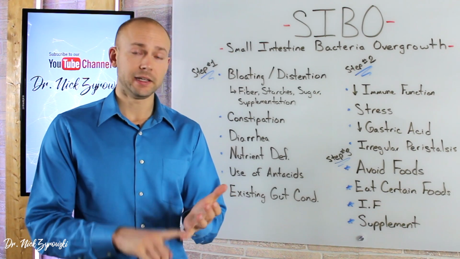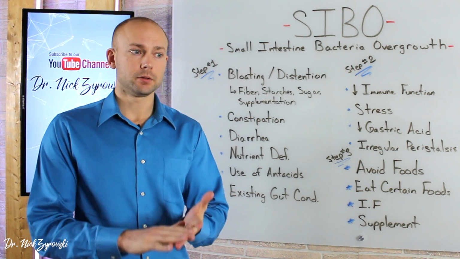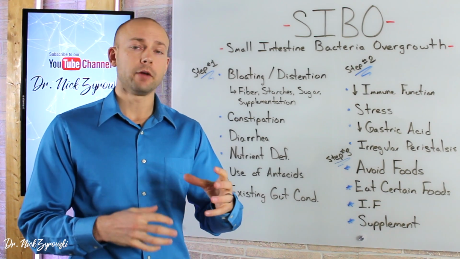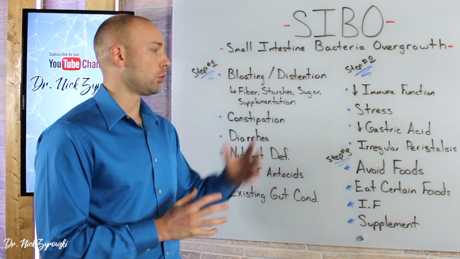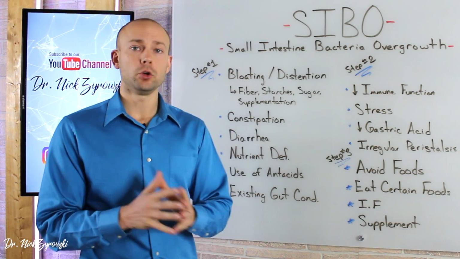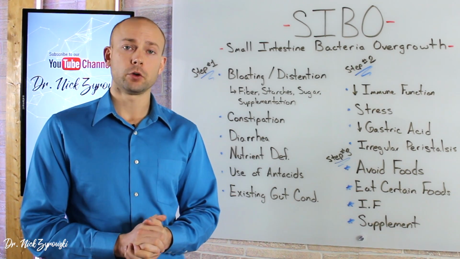If you're someone who has leaky gut, if you have celiacs, if you have Crohn's, any of these different gut conditions can really be a way of opening the door for this bacterial overgrowth issue. And so when we look at these different symptoms here, these are good signs that you are someone who has small intestine bacterial overgrowth.